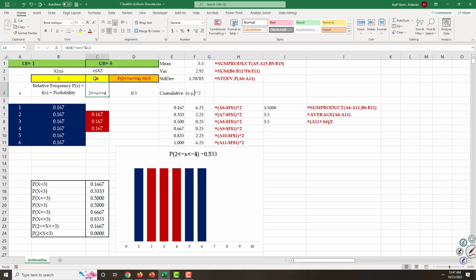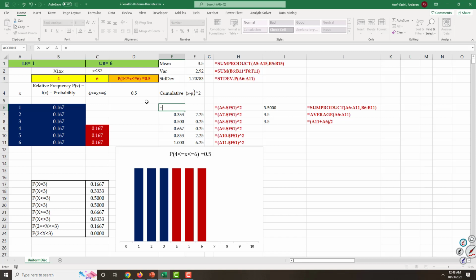2 and 4, less than or equal to 1, between 1 and 4, between 4 and 6. Cumulative probability, this one is 0.167. This one is equal to the previous one plus this one. And then when I go up, I'll reach 1.